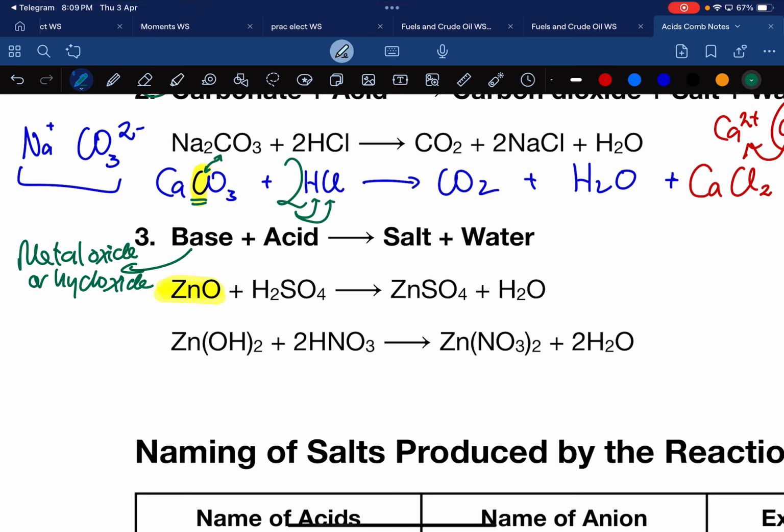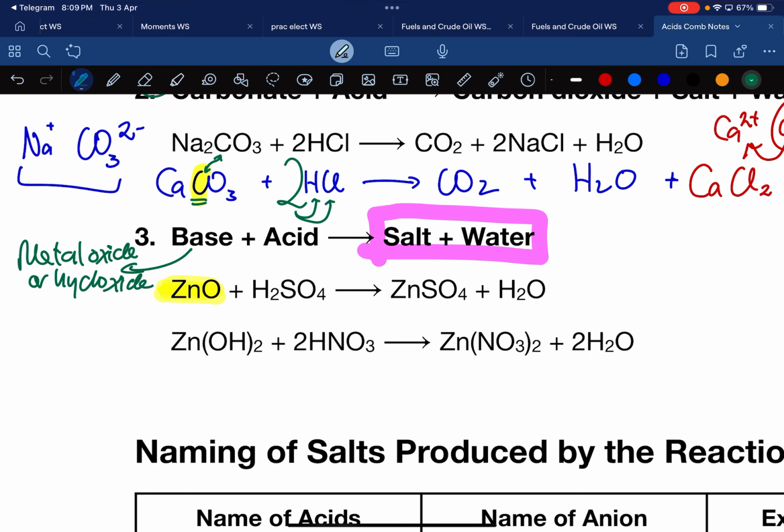To be classified as a base, I must be metal oxide or metal hydroxide. What else must I also fulfill? Soluble. My products can only be these two. Good, really: salt and water. Okay, so base plus acid gives salt and water.